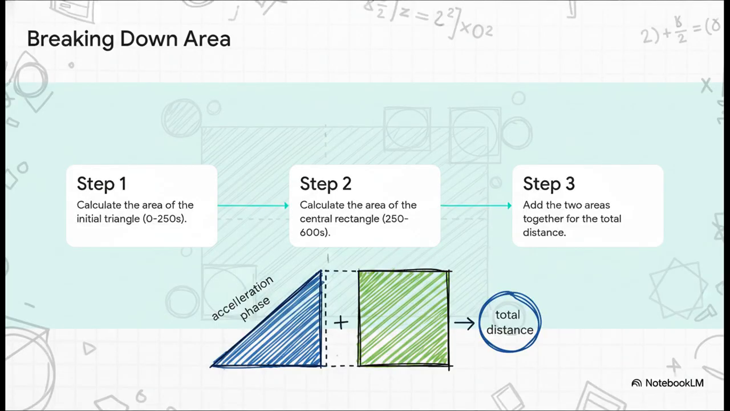Well, you could use the formula for a trapezium, sure, but honestly, it's often way easier to just split this weird shape into two simple ones we know and love, a triangle for the acceleration bit and a rectangle for the constant velocity part. Then we just add them up.